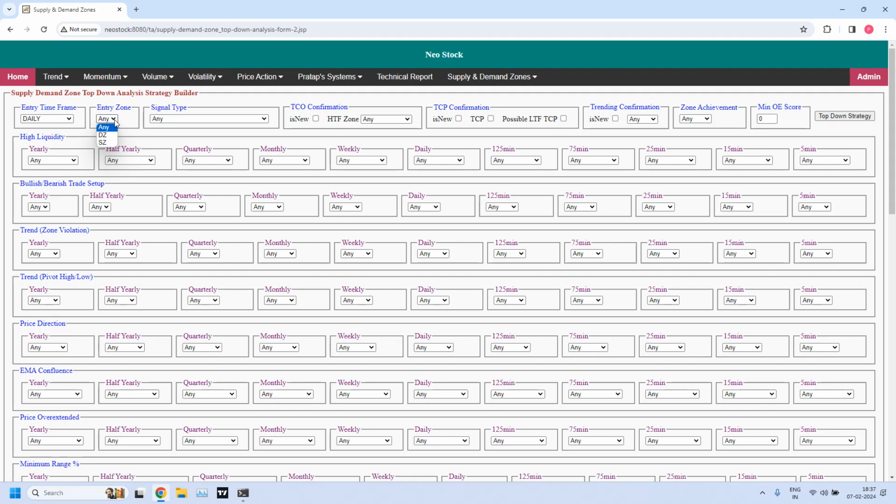we have to filter the supply zones. That means filter means all the parameters, all the checks should be performed on the supply zone. And bullish or bearish trade setup on daily time frame, and LTF is the daily, we have to select bearish. Now bearish trade setup stocks will be listed.